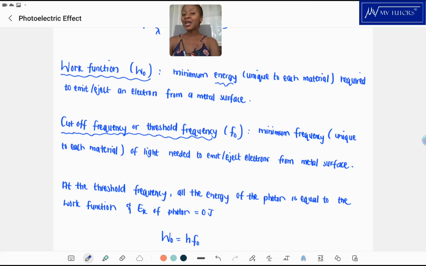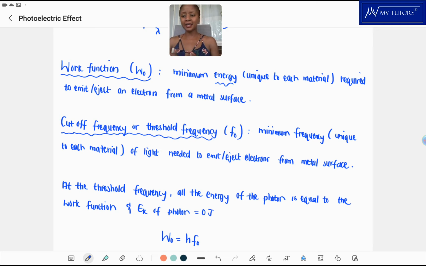All right, then we also have the cut-off frequency, or what we would call the threshold frequency. I see in many exams they actually refer to it as the threshold frequency, but it's good to know both terms. And again, that would just be the minimum frequency of light needed to emit or eject electrons from the metal surface. Again, this minimum frequency is also unique to each material. Okay, so that is quite important. And then it says at the threshold frequency, all the energy of the photon is equal to the work function.